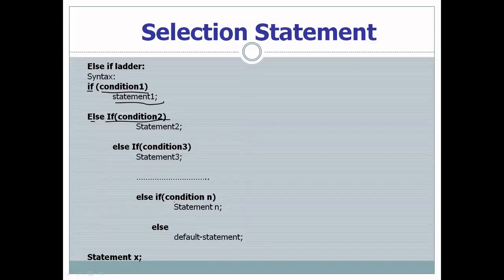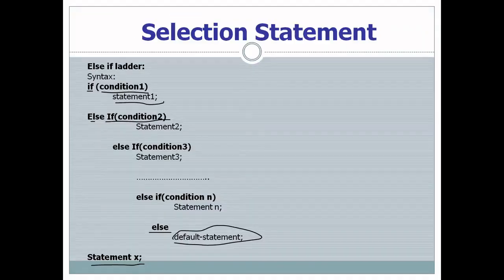And else if condition n. And lastly, if none of the conditions are true, you can include the else condition at the end, and you may include some default statement. So this block is executed when none of the conditions included in the Elsif ladder are true. Then you have the statement X block.